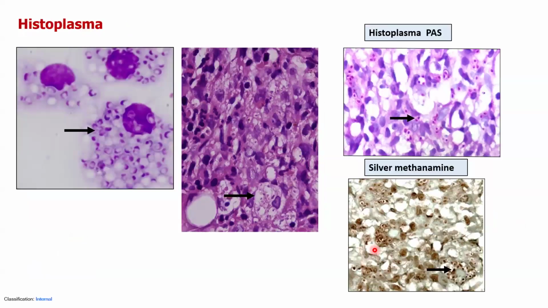So histoplasma is another infection where we can see capsulated yeast cells within the macrophage. These can be associated with granulomatous lesions within the bone marrow. The histoplasma can sometimes be confused with LD bodies, but here there is a definite capsule around each of these. There we saw the nucleus and kinetoplast, but here these are small fungal elements with a capsule around them, which can be highlighted with PAS stain and silver methenamine stain.